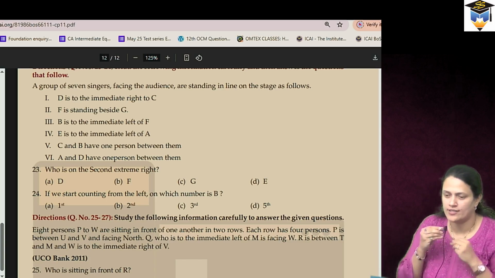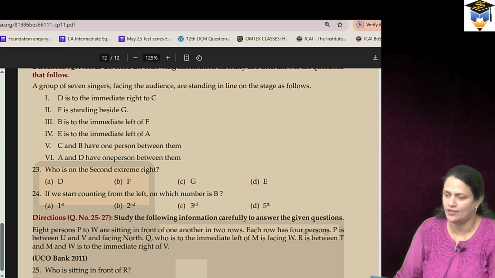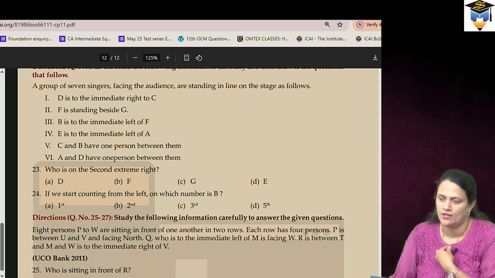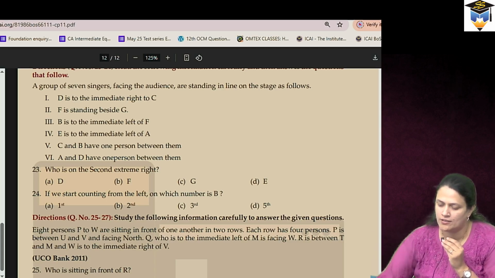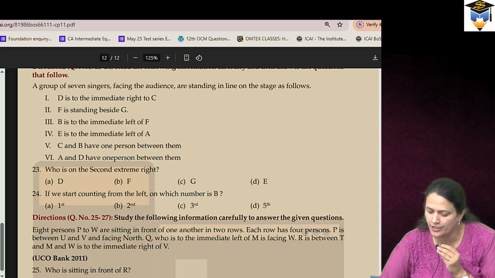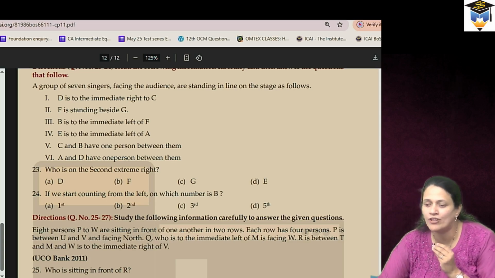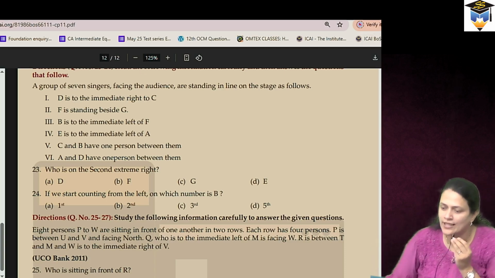Okay, so now let us discuss this. A group of 7 singers facing the audience are sitting in a line on the stage as follows. D is to the immediate right of C, F is standing beside G, B is to the immediate left of F, E is to the immediate left of A. C and B have one person between them, A and D have one person between them. So in total there are 7 people.